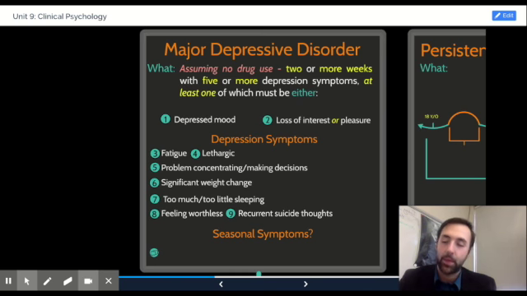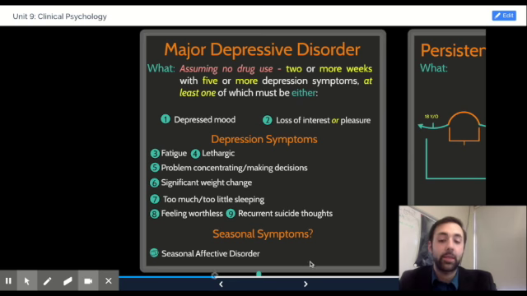It could be more, but we're looking for 5 of the 9, assuming 1 comes from the top 2, and they need to be present the majority of the time for at least 2 weeks. So this isn't necessarily just one bad day where you exhibit some of these symptoms. It would have to be persistent, majority of the time, for a 2-week window.